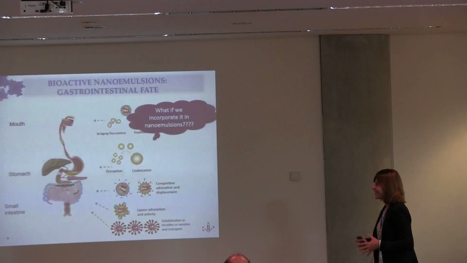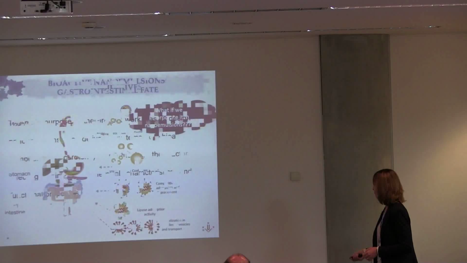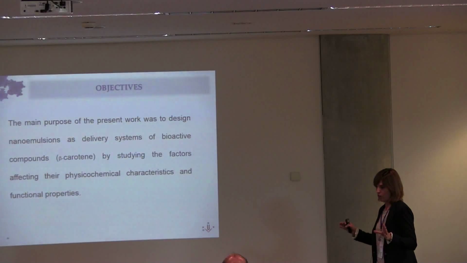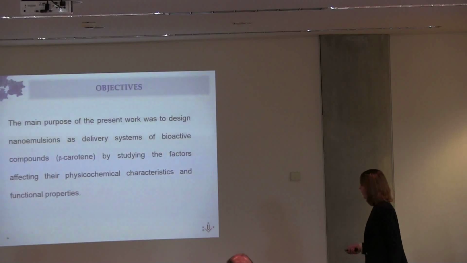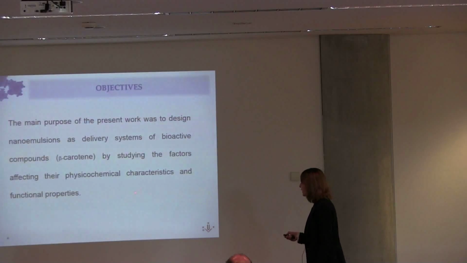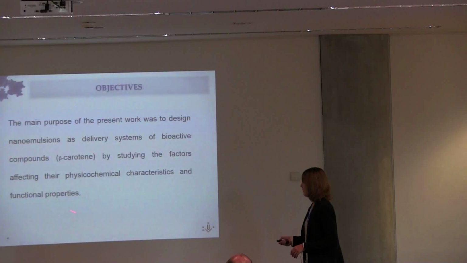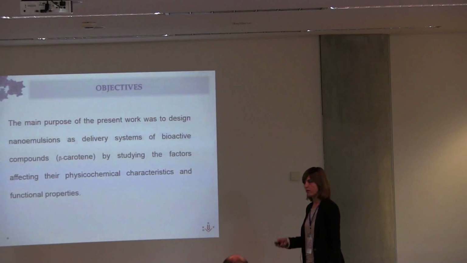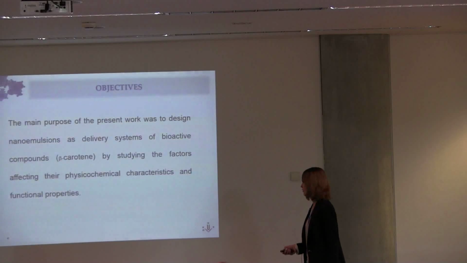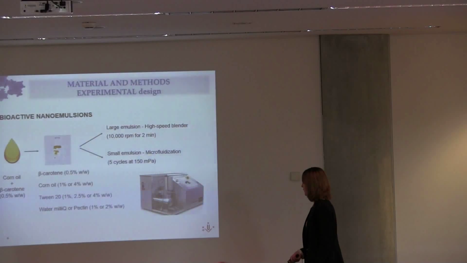So what happens if we incorporate beta-carotene in the nanoemulsions? This is one of the objectives of this work. Here, we tried to design nanoemulsions as delivery systems of bioactive compounds, beta-carotene specifically, by studying, on one hand, the physicochemical characteristics, and on the other hand, their potential functional properties. We will study the digestion and also the bioaccessibility of beta-carotene.